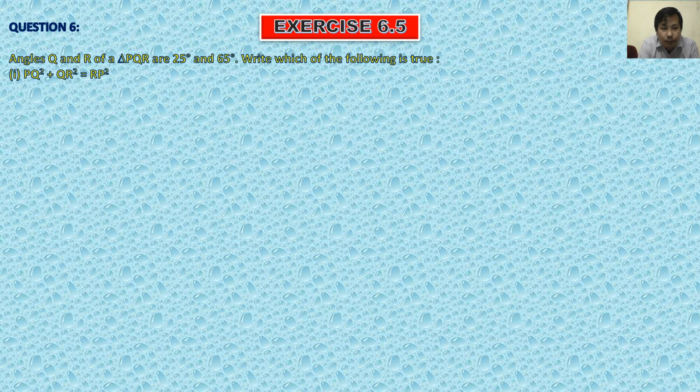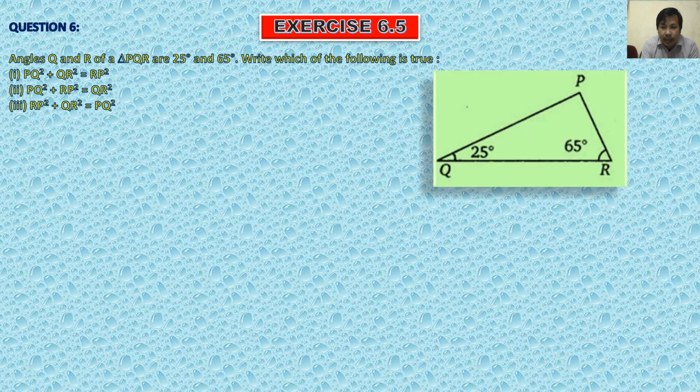PQ square plus QR square is equal to RP square, or PQ square plus RP square is equal to QR square. So three statements are there. Of these three, we have to find out which one is the correct statement, true or false. Here we will have the diagram also. See, this is the diagram of the triangle PQR. Okay, clear.